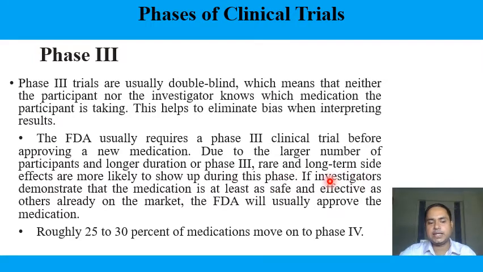So if the investigator demonstrated that the medication is at least as safe and effective as others already on the market, the FDA will usually approve the medication. So roughly 25 to 30% of medications move on to the phase 4 trial.